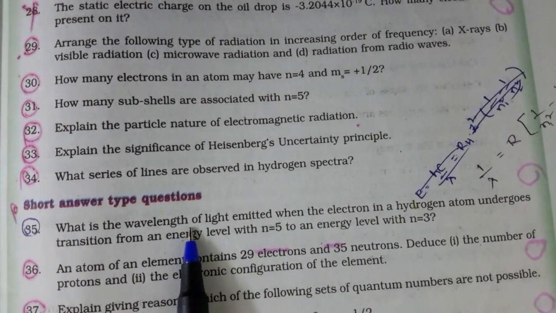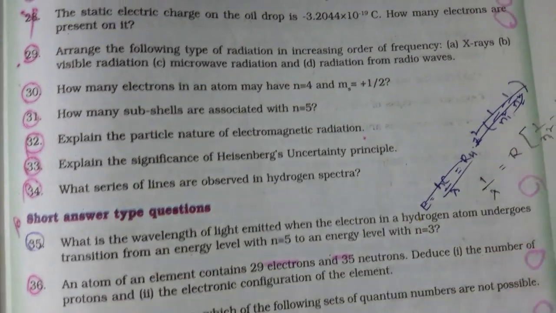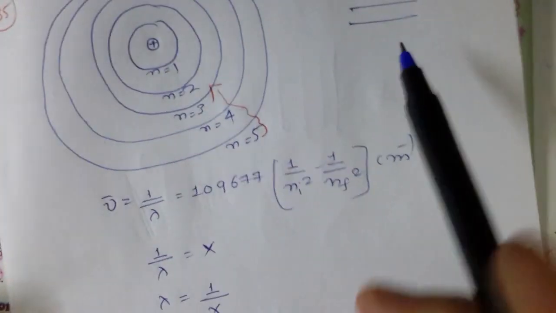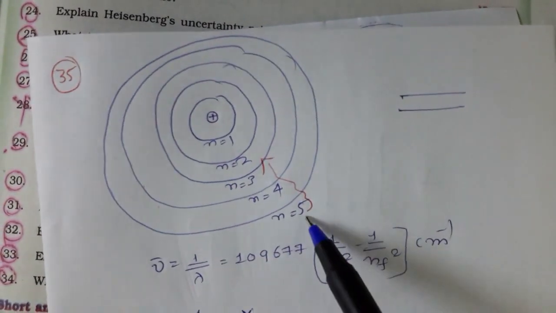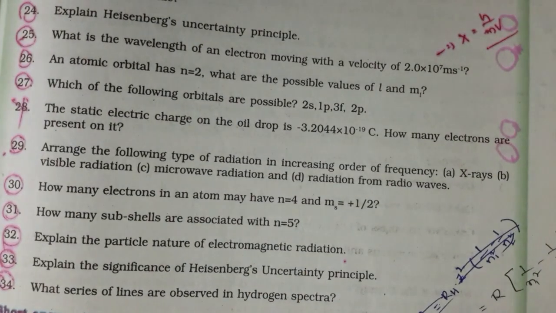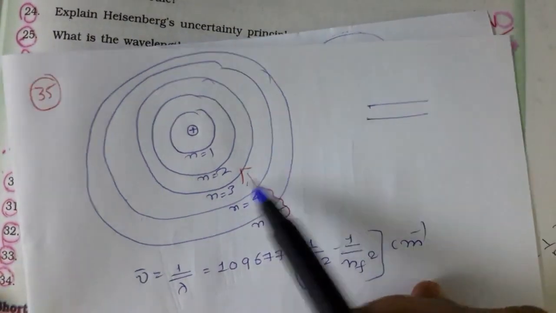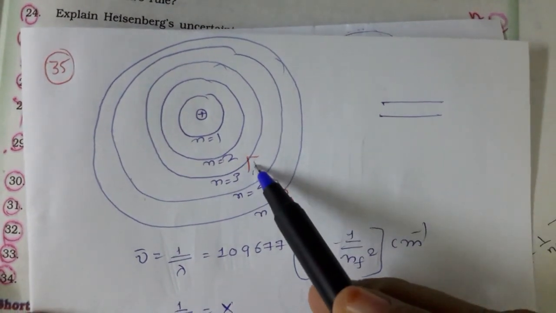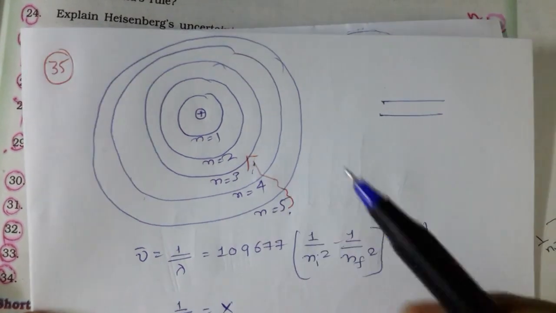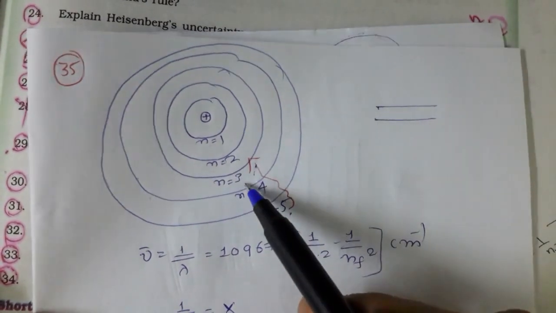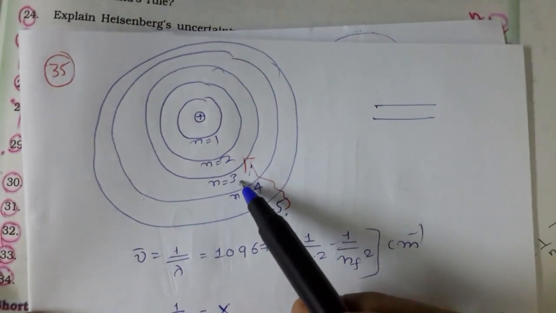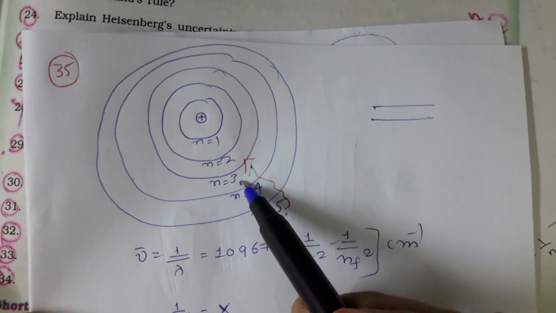They are asking for lambda. We already discussed this just now, so first understand the question. Question number 35: the electron from the fifth orbit is going to the third orbit. If an electron from an upper orbit stops at the third, which series is obtained? We have the Lyman, Balmer, and this is the Paschen series. But this is not asking about the series, it is asking about lambda.